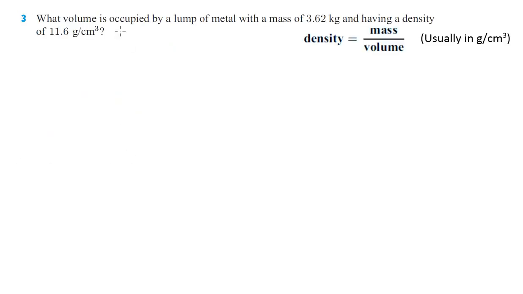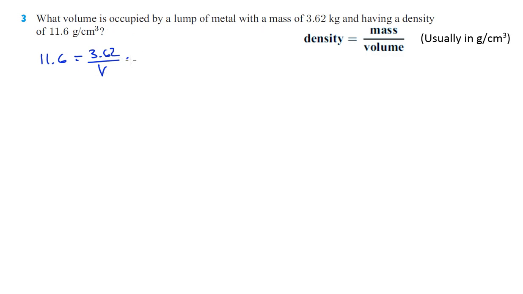What volume is occupied by a lump of metal with mass 3.62 kilograms and a density of 11.6 grams per centimeters cubed? So they give us the mass and the density, and they want us to find the volume. So let's do that. We've got the density, 11.6, and that's going to equal the mass, 3.62, divided by the volume. And that's what we're looking for, right?